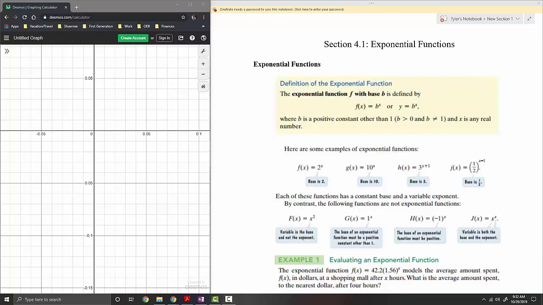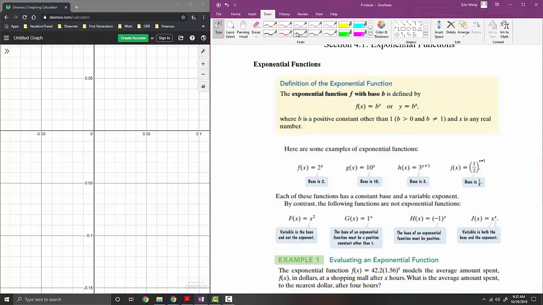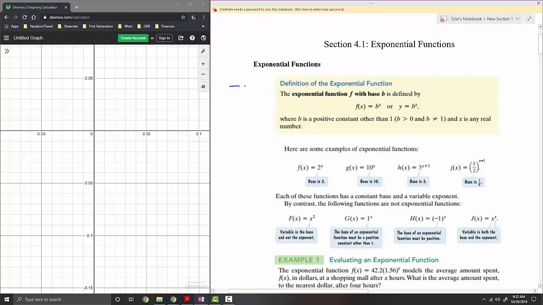Hi class, so we want to focus on section 4.1 in this video, which is covering exponential functions. So this is out of our Blitzer textbook. So the very first thing I have here is from a box from our textbook, but it's just a definition of what an exponential function is, right?